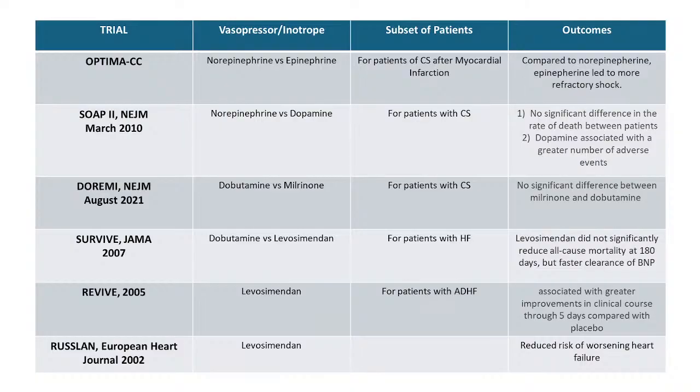The SURVIVE trial compared dobutamine and levosimendan for patients with heart failure. Levosimendan again did not significantly reduce all-cause mortality. However, it had better clearance of BNP levels. The REVIVE trial was levosimendan versus placebo. It was associated with greater improvement. Again, this had very few patients, I think some 70 patients in there.